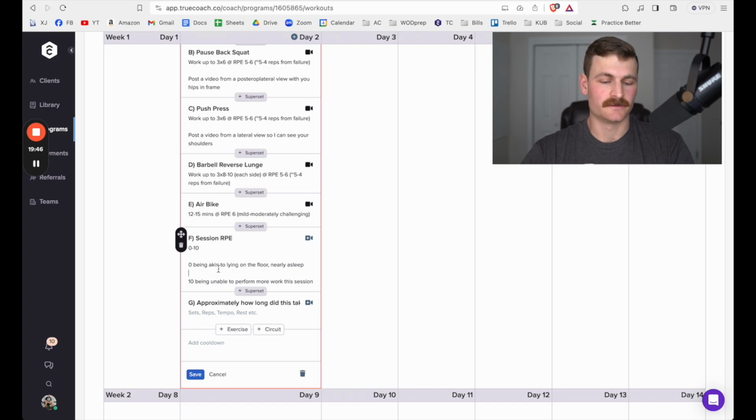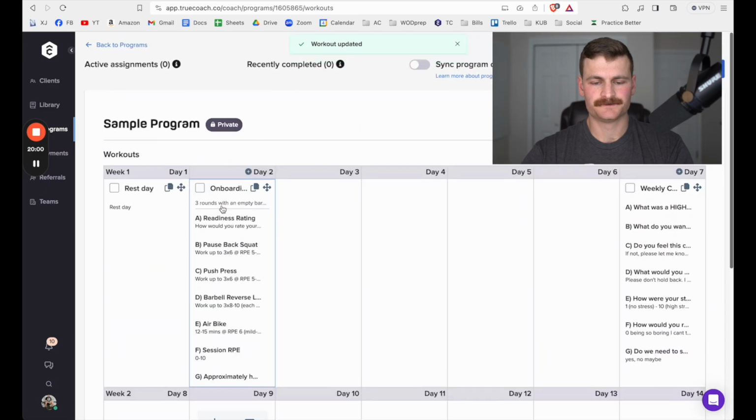Now, I'll also do an RPE rating so I can see how they're feeling as far as just the session in general. If they rate it at like a 2, then I know that they need more volume or intensity or movement complexity. And then I ask how long it took so that I can hit those parameters as far as 60 minutes and 75 minutes. So he wanted to work out Tuesday, Thursday, Saturday, Sunday.